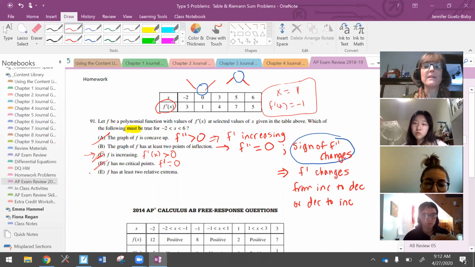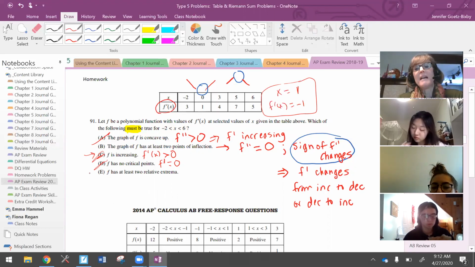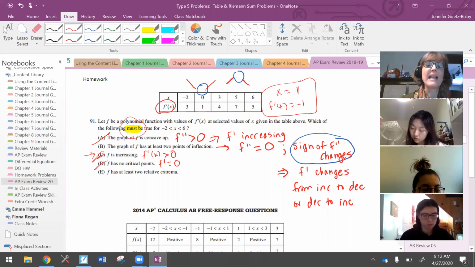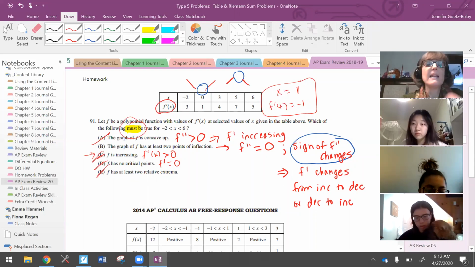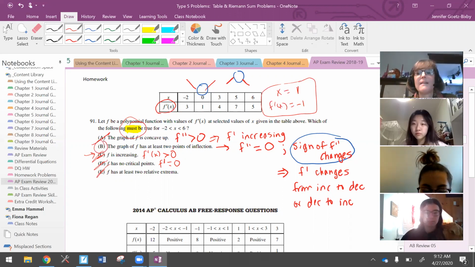And the same thing down here with E. I can't say that absolutely F has 2 extrema. It might. I could make it be that way, but there's not that imperative that this must be true based on the evidence that I have. And B must be true based on the evidence that I have. Okay?